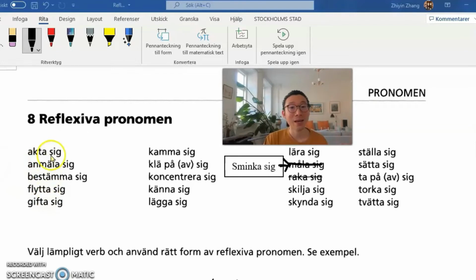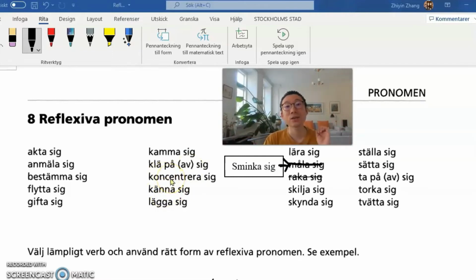Okej, vi börjar med akta sig. Akta sig betyder be careful or to watch out. Anmäla sig, to register or to report. Bestämma sig, to decide. Flytta sig, to move. Gifta sig, to marry. Kamma sig, to comb your hair, for example. Klä på sig, to wear something. Klä av sig, to unwear something, to undress.